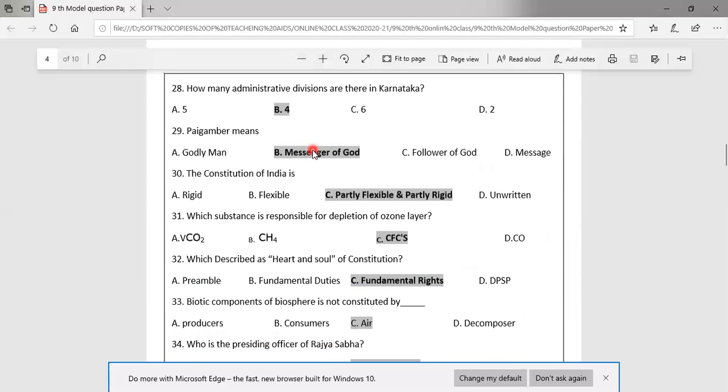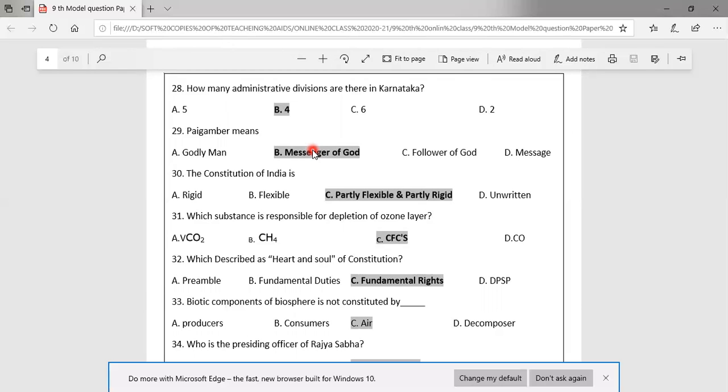28th question is, how many administrative divisions are there in Karnataka? Option A, 5. Option B, 4. Option C, 6. Option D, 2. Option B, 4 administrative divisions are there in Karnataka.